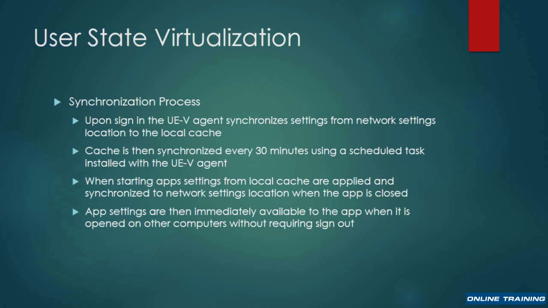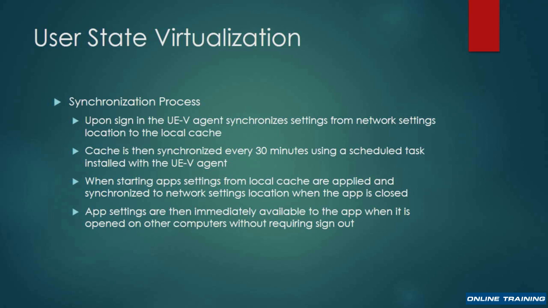The process for synchronization when you're using user state virtualization is first, upon sign-in, the agent is going to synchronize settings from the network settings location into the local cache. So that's your typical log on. As soon as you log on, I'm going to go out to that network location and get the most recent settings. I'm going to sync them and cache them locally. The cache then gets synchronized every 30 minutes. This is a part of a scheduled task that gets installed as a part of the UEV agent installation.